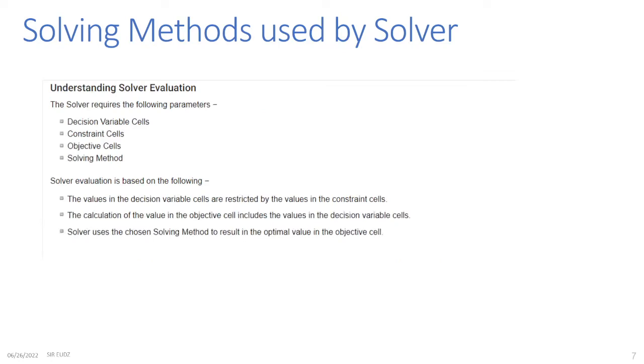Understanding Solver equations. Solver requires the following parameters. We have decision variable cells, constraint cells, objective cells, and the solving method. Solver evaluation is based on the following. The values in the decision variable cells are restricted by the values in the constraint cells. So we have decision variable cells and constraint cells. The calculation of the value in the objective cell includes the values in the decision variable cells. Solver uses the chosen solving method to result in the optimal value in the objective cell.